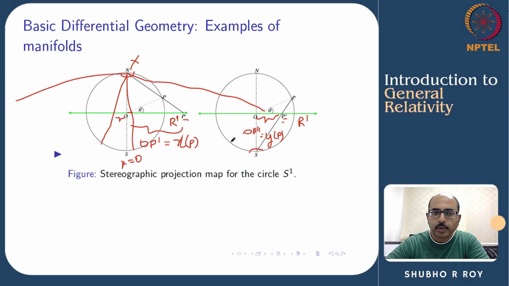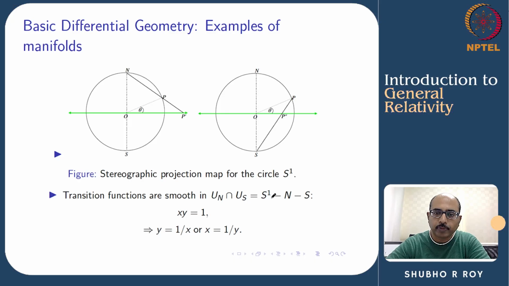But in the South Pole based coordinate system, you can give coordinates to the North Pole. In the North Pole based coordinate system, you can give coordinates to the South Pole. So that together they cover the whole circle. Okay. And finally, the transition function is smooth. In the overlap region of these two North Pole and South Pole based stereographic coordinates, this overlap region is the circle minus the two poles. Okay, S1 minus N minus S.